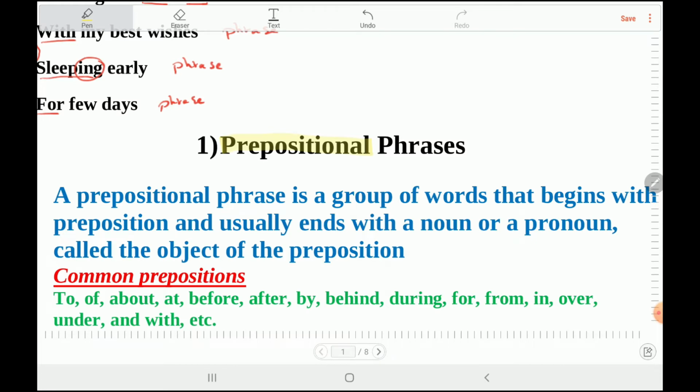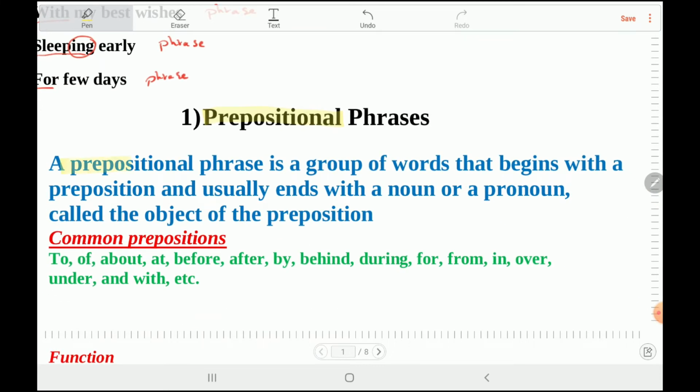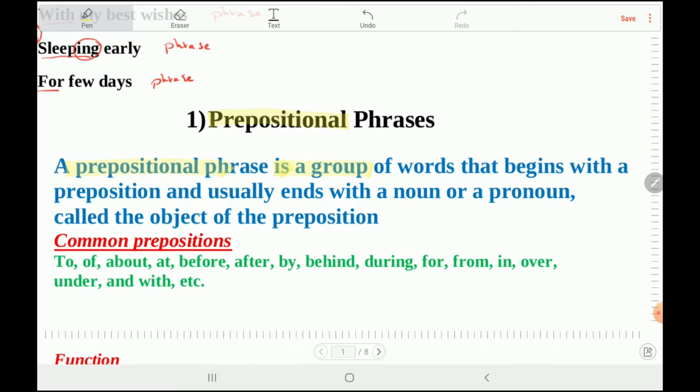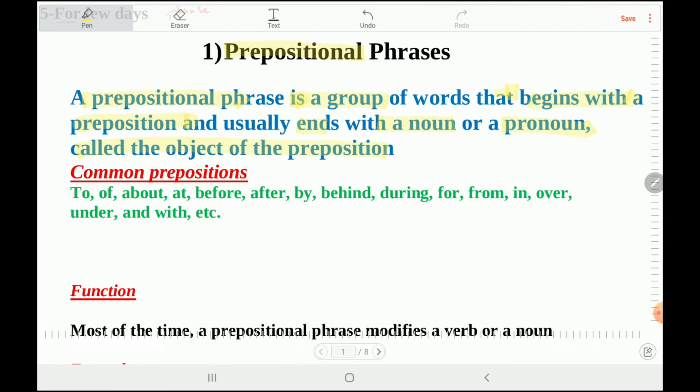Okay, so a prepositional phrase is a group of words that begins with a preposition and usually ends with a noun or a pronoun called the object of the preposition. يعني ايه الكلام ده؟ يعني عندي group of words بدأت بpreposition.